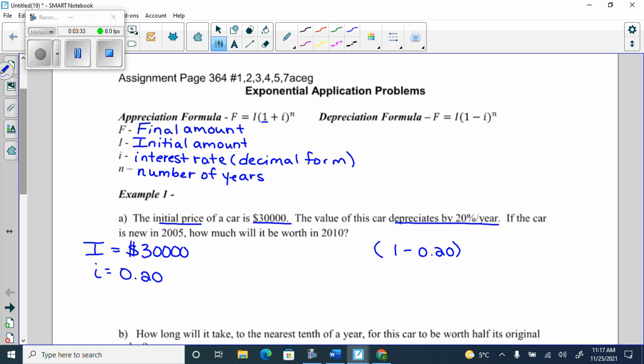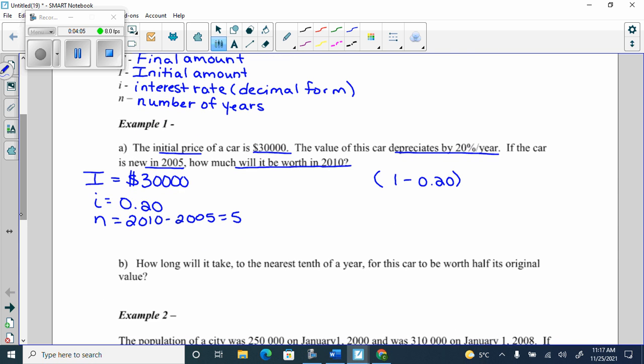The car is new in 2005, so that's where it starts. How much will it be worth in 2010? By saying that, what did they give me? Number of years. And this is way better than in grade 11, where you have to subtract and then add 1 and so on. All you do for these is find the number of years. You just subtract. So we go 2010 minus 2005, and it's 5. Life is so much better in grade 12, because these come up in exponentials in grade 11, and it's not nearly as nice, because you have to add 1, since they have an n minus 1.